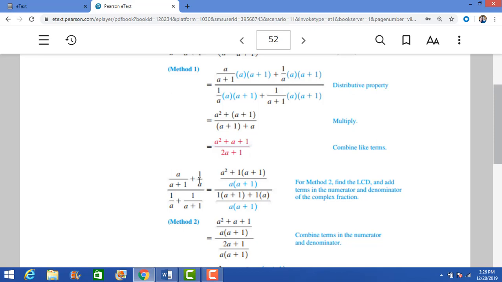Here we're missing an a, so we're going to multiply the top and the bottom by a, and then here we're missing a plus 1, so we're going to multiply the top and the bottom by a plus 1, and we get a common denominator, and this is what we end up with. We do the same thing on the bottom, and we get a plus 1 plus a. So using the least common denominator, we get this denominator.